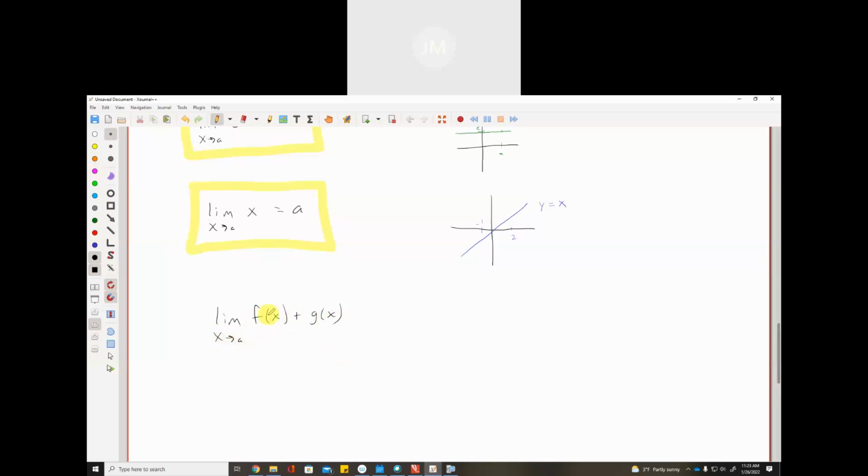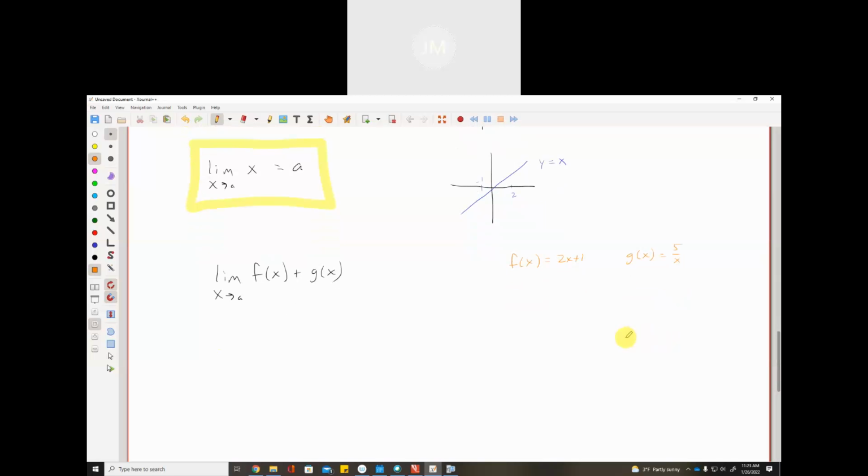Okay, and let me just give you an example over to the side. Let's suppose that f of x is 2x plus 1, and let's suppose that g of x is, we'll say, 5 over x. And I want to find the limit as x approaches, say, 3 of f of x plus g of x. Well, if I add these two functions together, f of x plus g of x is equal to 2x plus 1 plus 5 over x.